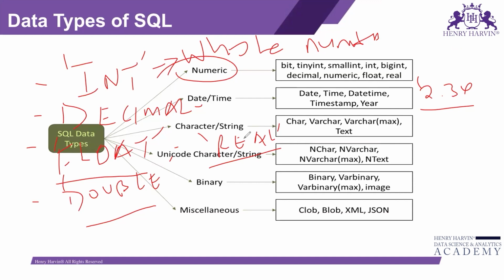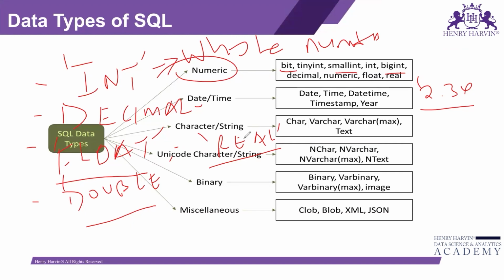Of course, there's also the small integer, the big integer, the bit as well, and so on. So those are some of the examples. All these represent for us numeric data types, or the numbers.